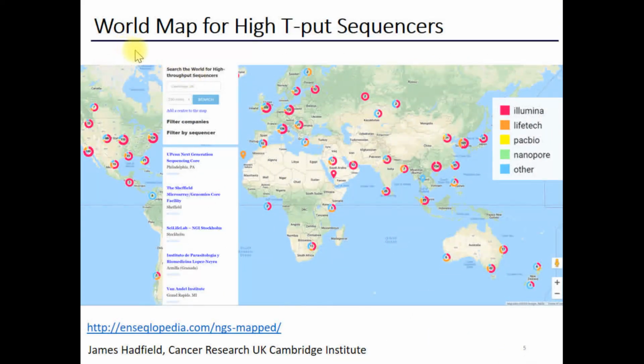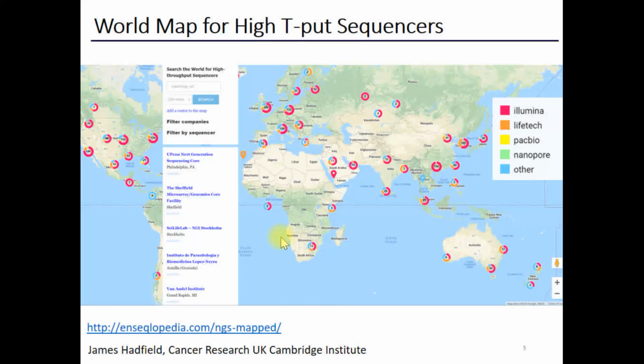Here I'm showing you the world map for high throughput sequencers. I got this map from a website maintained by James, and James also has a very interesting blog, with comments on the recent NGS industry and a summary of all kinds of different sequencing technologies.